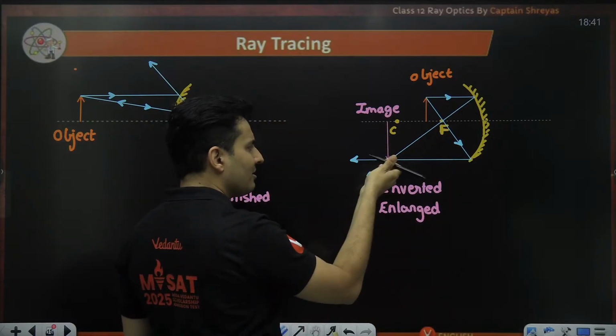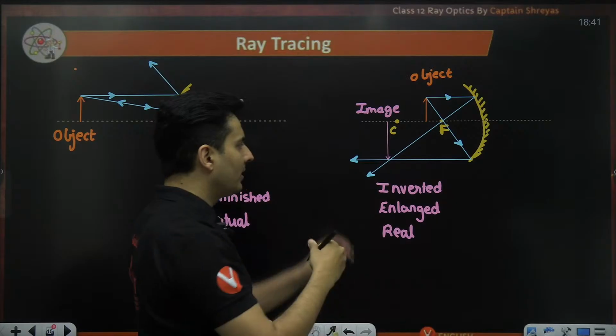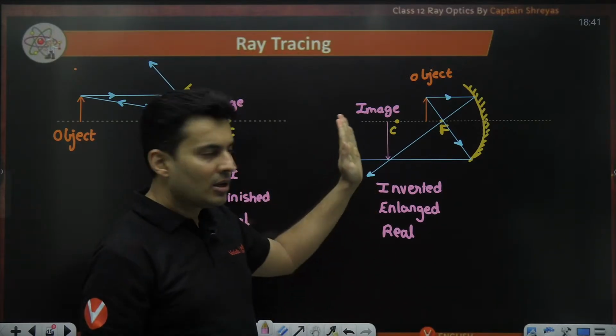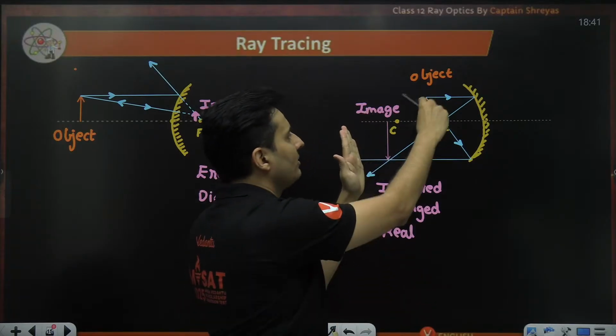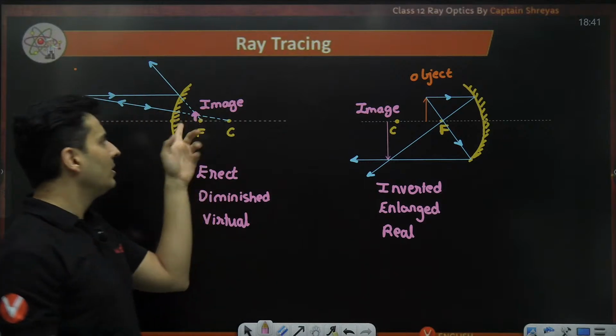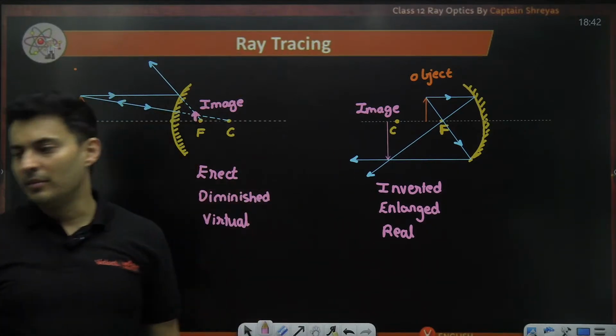And because the rays were actually meeting, it is on the real side. So to locate or visualize the image, I will have to take some kind of a screen and place it over here. I will see the image of this object on the screen. It will be inverted and big. In this case, I did not need a screen. It was virtual. I could directly see it inside the mirror.